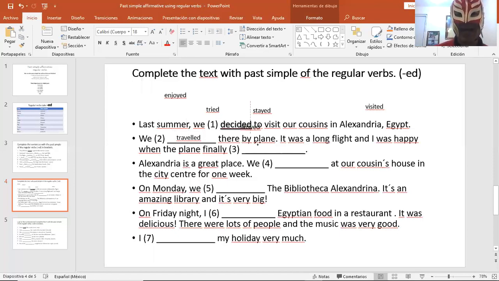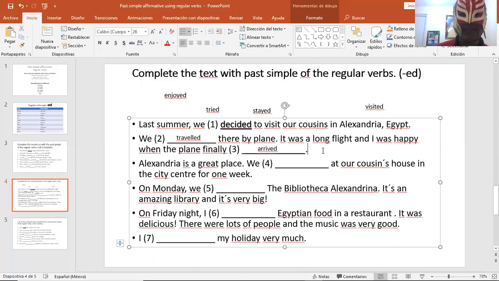Yes, arrived. Okay, excellent. Let's continue. Alexandria is a great place. Alexandria es un fabuloso lugar.